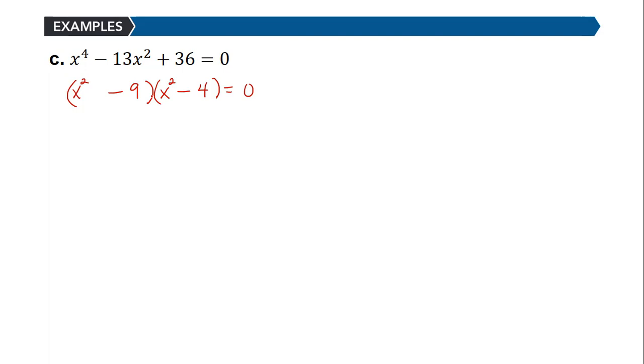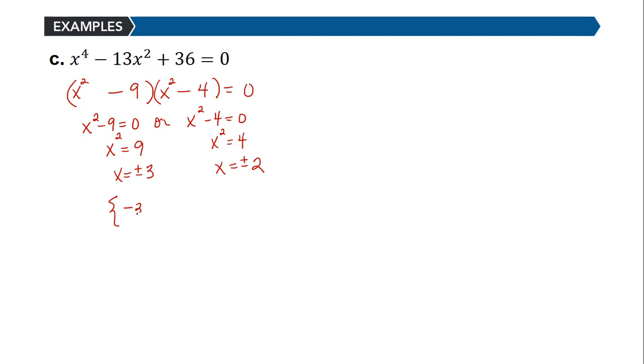Now again, I could factor these further because they are both difference of squares, but I could stop here and set each factor equal to 0 since those are quadratic factors. I get x squared minus 9 equals 0, or x squared minus 4 is equal to 0. Applying the square root property, x squared is equal to 9. So x would be plus or minus the square root of 9, which is plus or minus 3. Or x squared is equal to 4, which gives us x is equal to plus or minus the square root of 4, or plus or minus 2. So in order from smallest to largest, I would have negative 3, comma, negative 2, comma 2, comma 3.